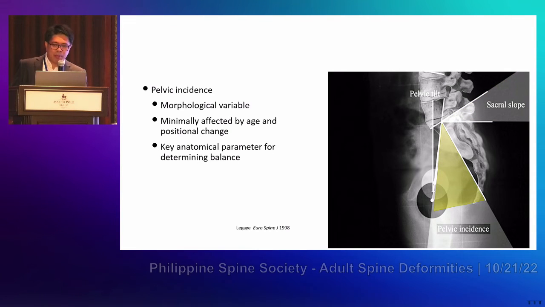Pelvic incidence is a morphologic variable unaffected by age and position of the pelvis. Larger pelvic incidence usually has larger room for compensation.